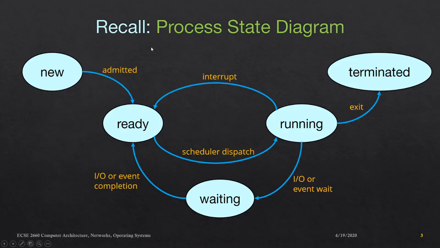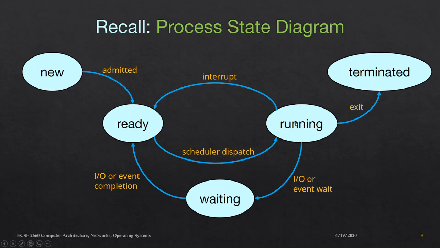So recall from our previous lecture this process state diagram where we show the general life cycle of a process when it newly gets admitted to when it gets terminated. So for example, if a new process comes in, it is admitted to the ready queue, and once we have a processor ready for that process, then the scheduler dispatch is going to allocate a CPU to that process. And once that happens, the process is going to start running.